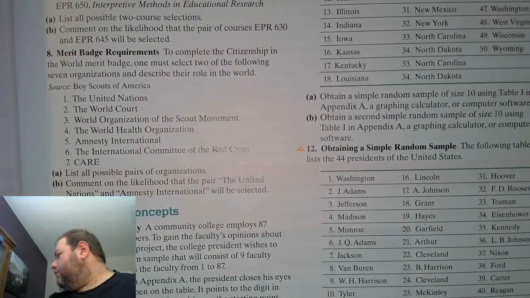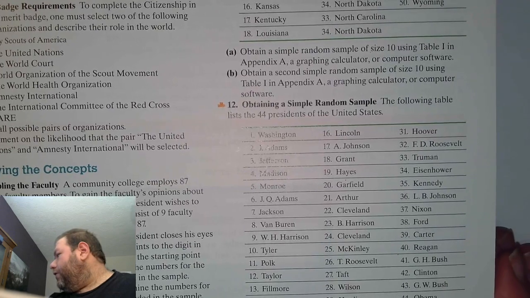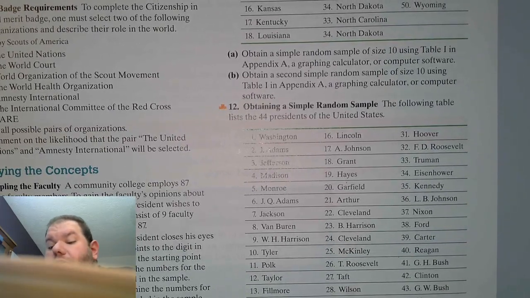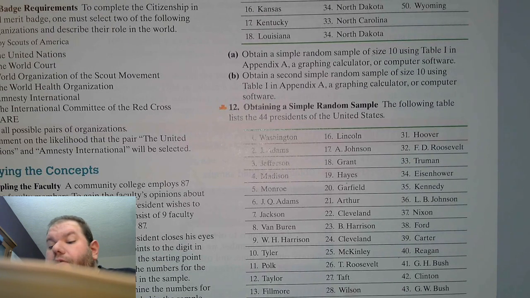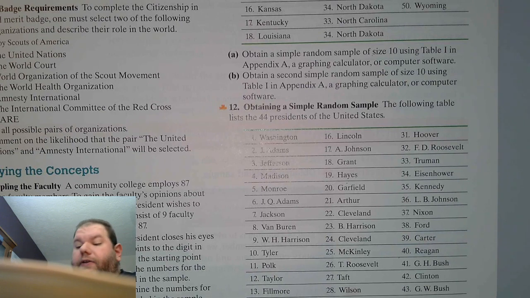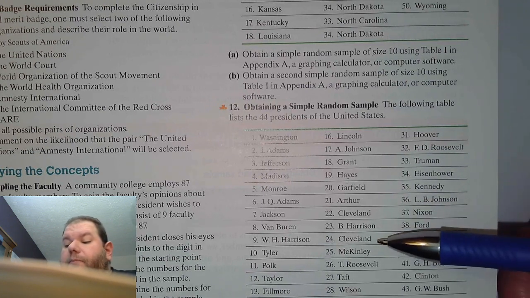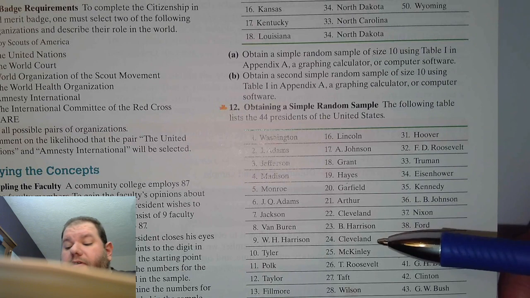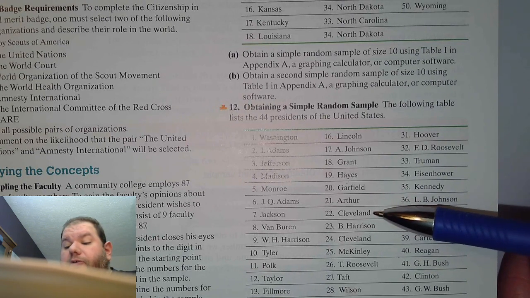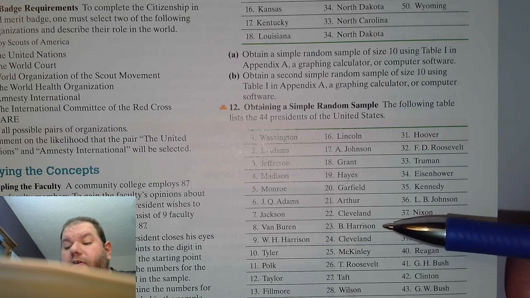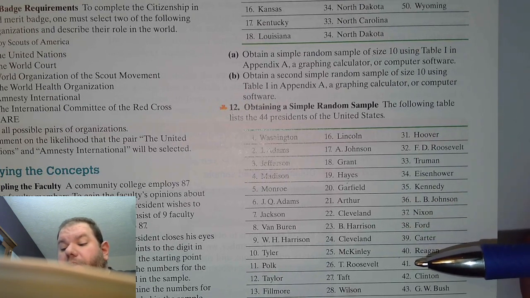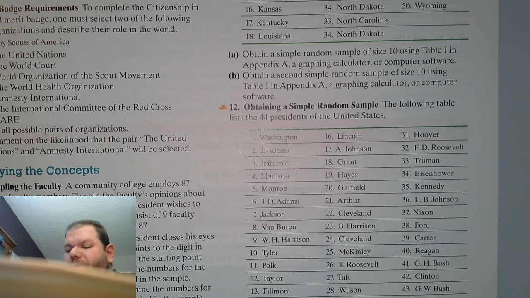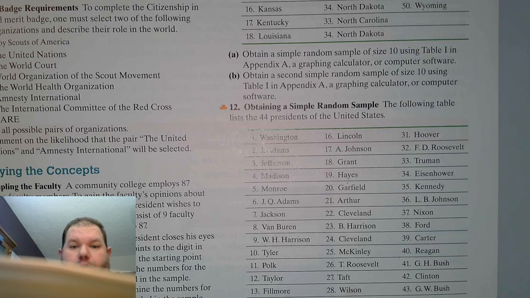And so we look here at problem 12. The following table lists the 44 presidents of the United States. They're in order, and they've each been assigned a number according to when they were president. One of the oddities here is we actually have the same person mentioned twice, but that's because Grover Cleveland served 2 terms, but they were not consecutive. So he was both the 22nd president and the 24th president, while in between, Harrison was president. Anyway, so technically 44 presidents and 45 now.